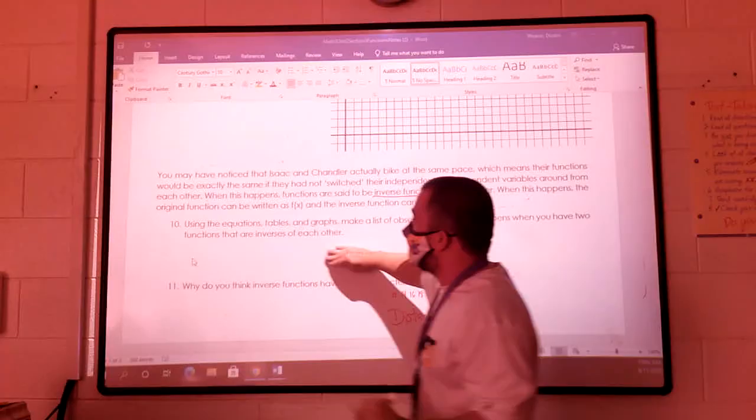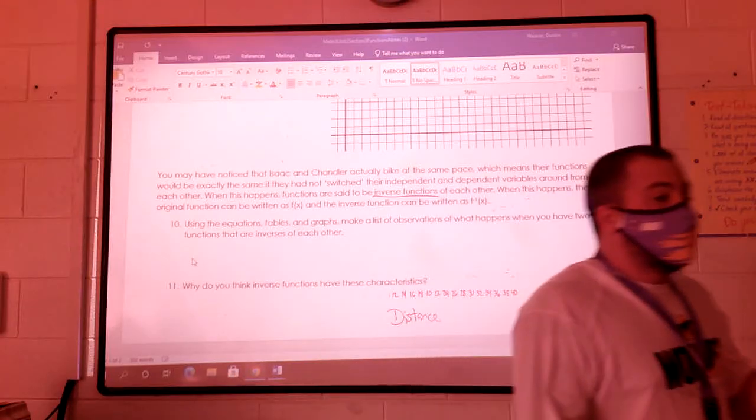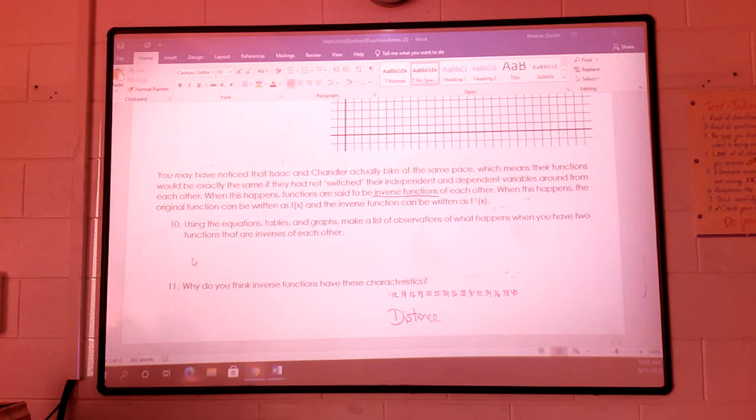So look at the table from Chandler, the table of numbers. Go back to page 1 and look at it. And then look at the table for Isaac, right beside it. Okay? What do you notice about the numbers in the table for Chandler and the table for Isaac?